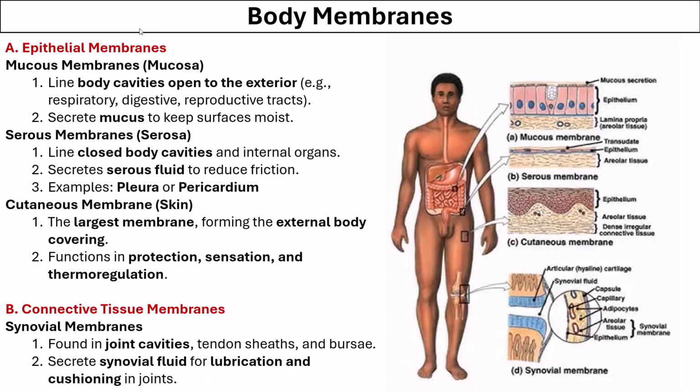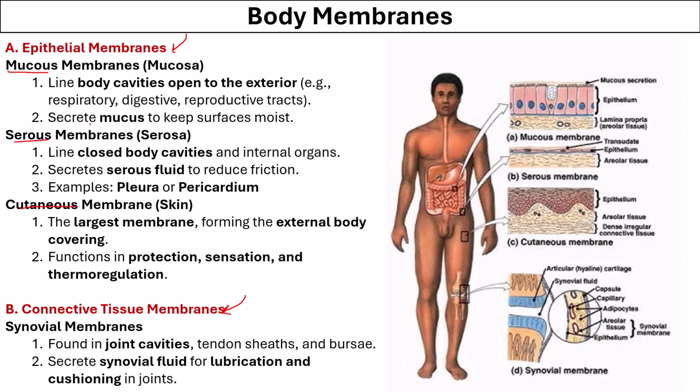Body membranes are the thin layers of tissue that cover surfaces, line the cavities, and separate structures within the body. They can be epithelial or connective in their origin. If they are epithelial, they are further of three kinds: mucous, serous, and cutaneous.